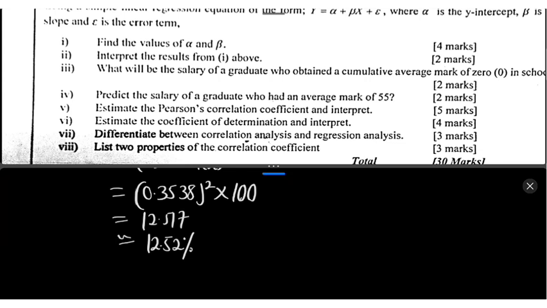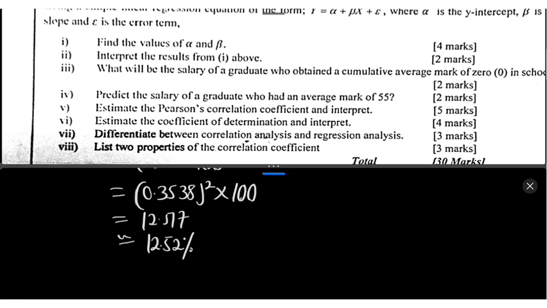student obtains and the job that he can get at the end of the day, right? Or it tells us how much one variable influences another, a proportion of a variable that influences another. That's what we call the coefficient of determination. So meaning that 12.5% of the average mark can influence the amount of salary that a graduate worker can earn at the end of the day.